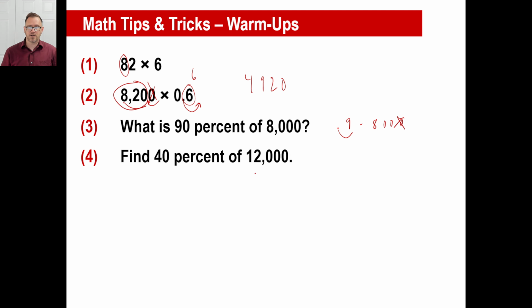40% of 1,200, let's do this in our heads, visualize it. 0.4 times 12,000. The 0.4 goes over, that's 4. The 12,000 goes over once, that's 1,200. 1,200 times 4, 4,800. There you go. There's your mental math, okay?